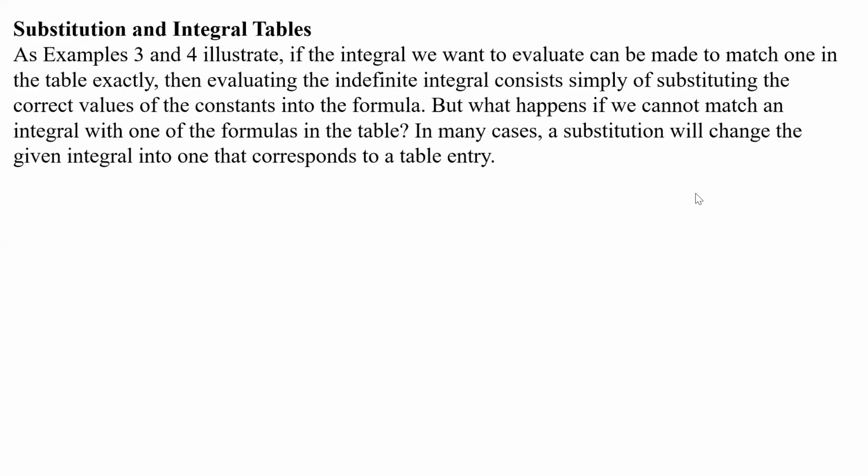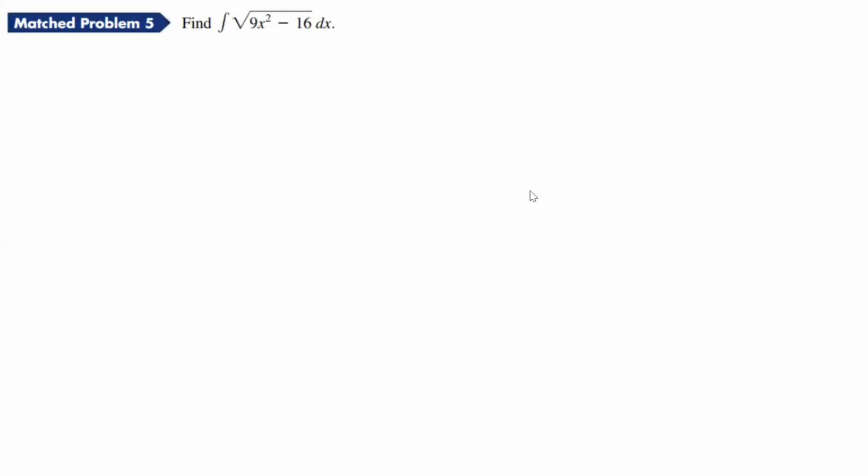All right. As the previous two examples illustrated, if the integral we want to evaluate can be made to match one in the table exactly, then evaluating the indefinite integral consists simply of substituting the correct values of the constants into the formula. But what if we can't actually match the integral with one in the table? What we're going to have to do in a lot of cases is a substitution to change the given integral into one that actually corresponds to something in the table. That's going to make it a little bit harder, but it's not going to be impossible.